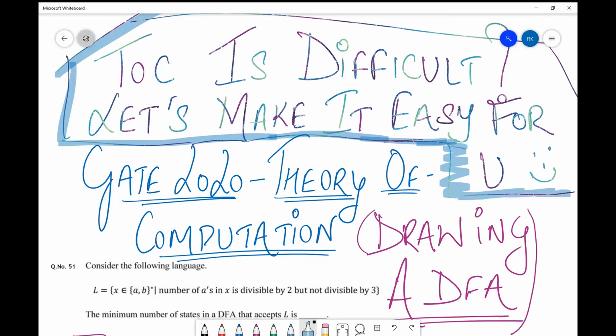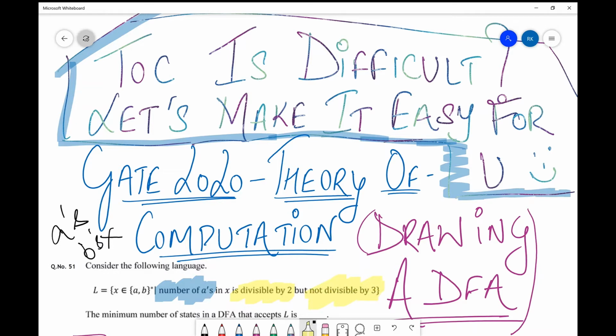not divisible by 3. So remember students, there are two constraints over here. It says that it is the number of A's. The constraint is first of all on the number of A's. So it is only concerned about the number of A's and there is nothing about the number of B's. Okay, first important thing. It is only concerned about A's, nothing about B's. Okay, next thing, it should be divisible by 2 and not divisible by 3.